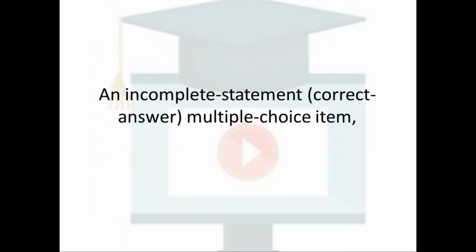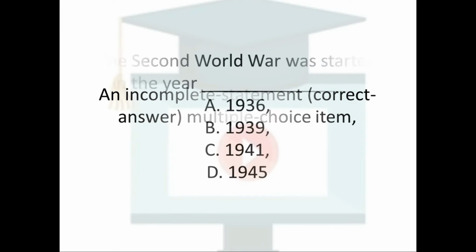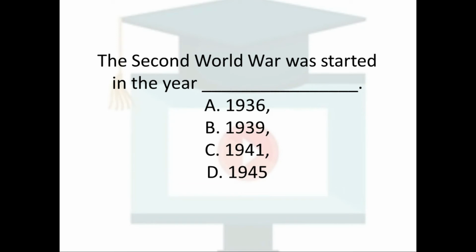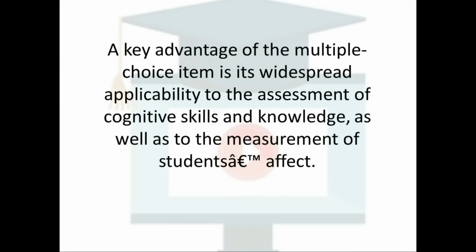An incomplete statement, correct answer multiple choice item. The Second World War was started in the year A. 1936, B. 1939, C. 1941, D. 1945. A key advantage of the multiple choice item is its widespread applicability to the assessment of cognitive skills and knowledge, as well as to the measurement of students' affect.